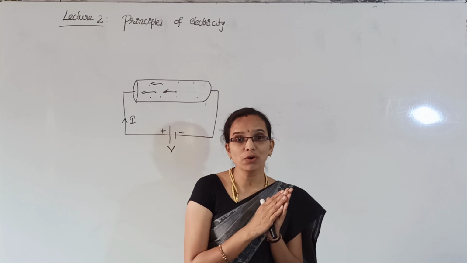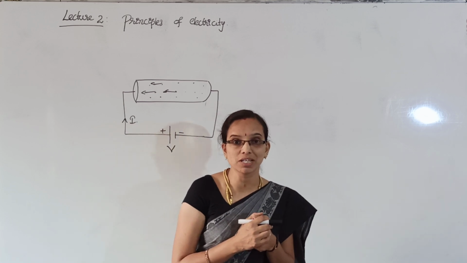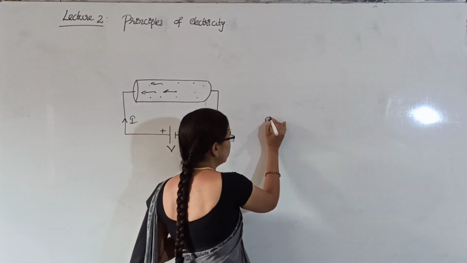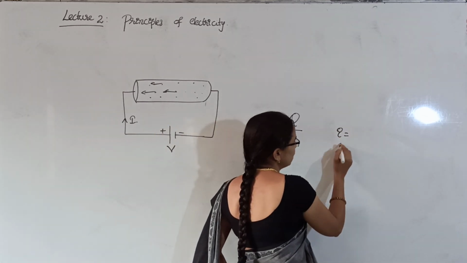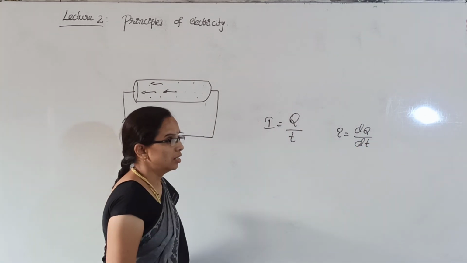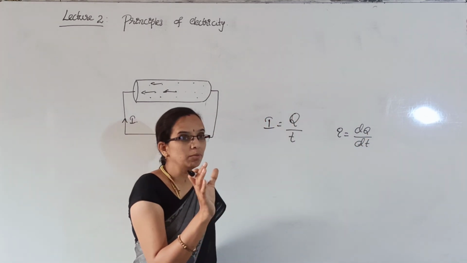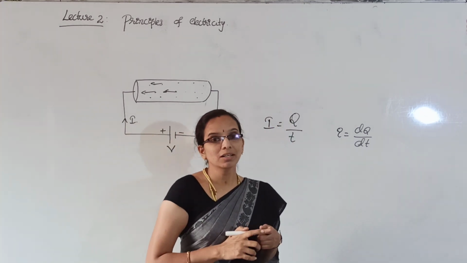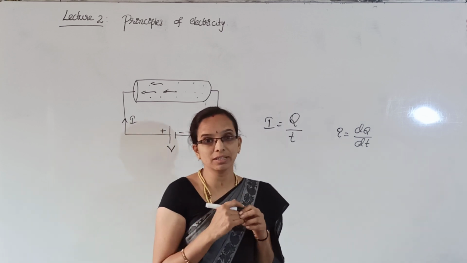After that, this flow of charges constitutes electric current. Electric current is defined as the rate of flow of charges through a cross section of a conductor. So electric current I is equal to Q by T. If you take the instantaneous value, that is dQ by dt, a small amount of charge flowing in a small period of time, it comes under AC current. We will study that in further classes.